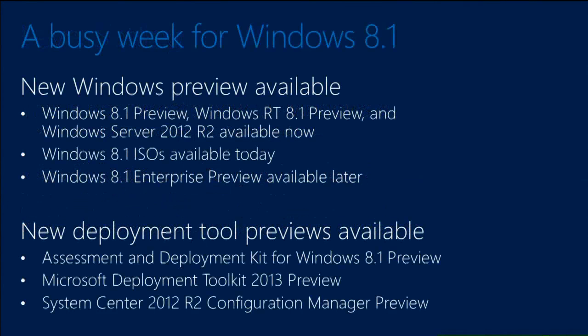It has been a fairly busy week for Windows 8.1. There are new previews available for Windows 8.1, Windows RT 8.1, and Windows Server 2012 R2. The ISOs for Windows 8.1 should be available by the end of today. They should be posted not too long from now. You actually get a head start on that with the USB keys. The USB keys are effectively the same content that you would be able to download from an ISO.